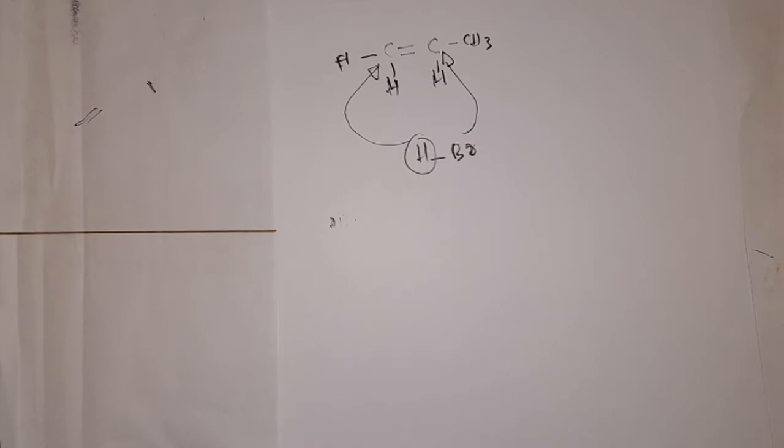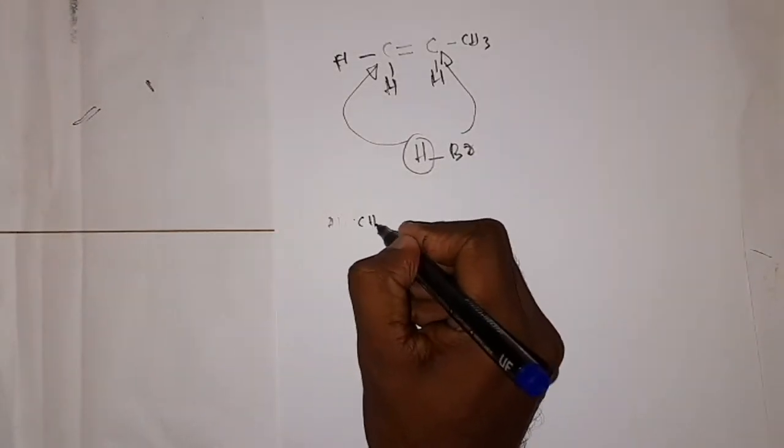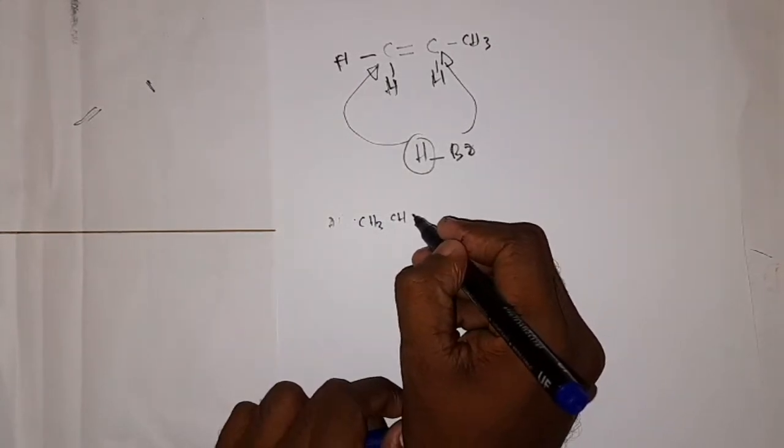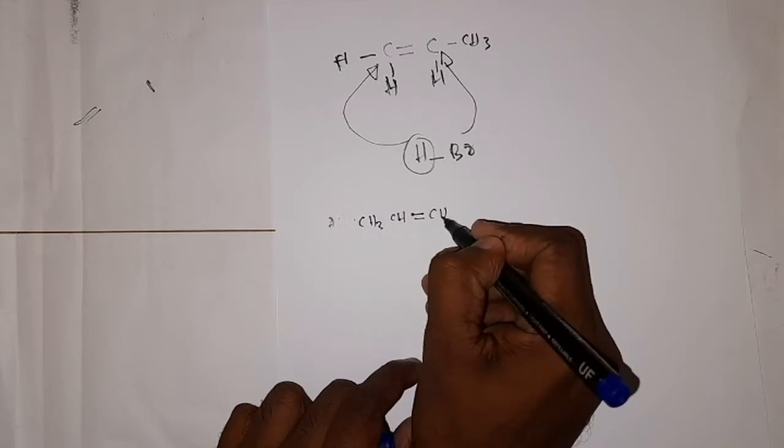Okay, the first example. Now think about this one, CH3 CH double bond CH2.